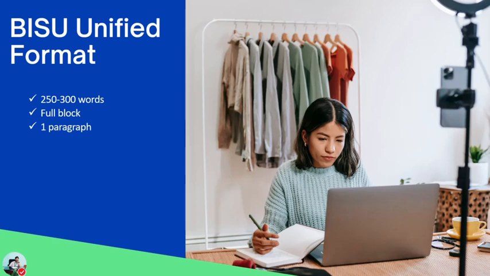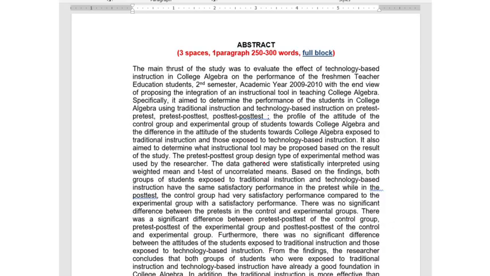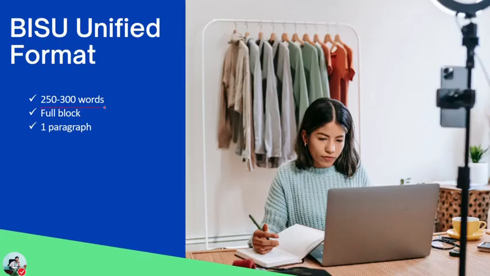Okay, so we will have this. We will open one of the BSHM unified format. Again, 250 to 300 words only, full block, and one paragraph. So all these words are between 250 to 300 words, so we will not just count one by one. Okay, 2, 3, 4, 5. So they have this 250 to 300 words.